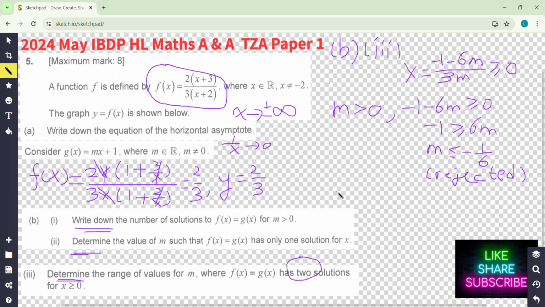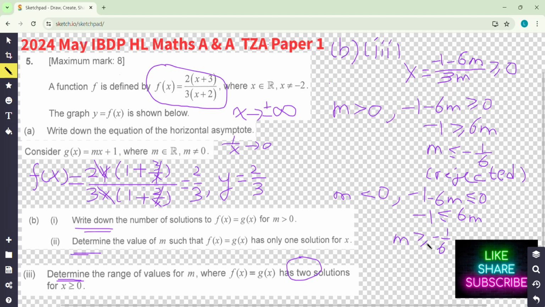Okay. So we consider another possibility, m less than 0. So move this m to the right hand side. The inequality sign has to change. Okay, swap. Okay, so it becomes minus 1 minus 6m smaller than or equal to 0. And then move this. So 6m is larger than or equal to negative 1. So m is larger than or equal to negative 1 over 6. Oh, bingo! So you got it.